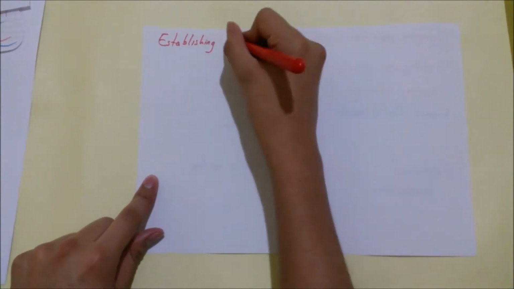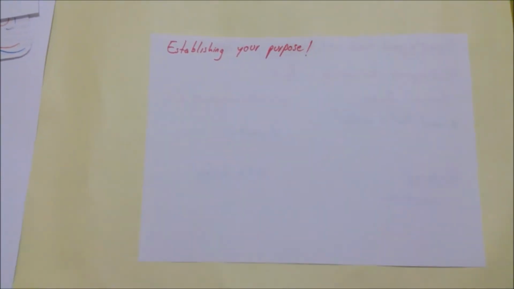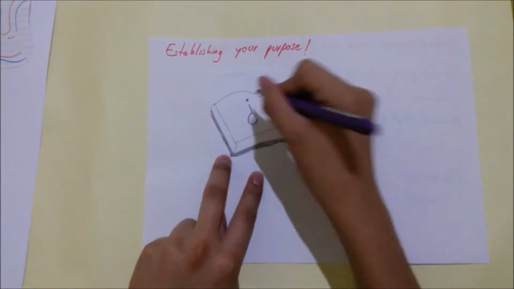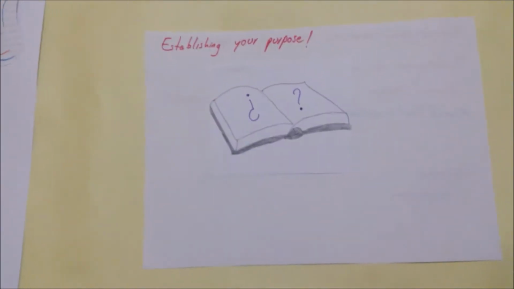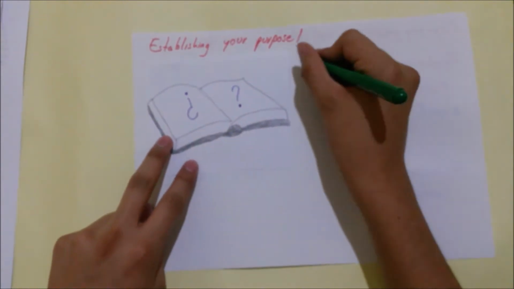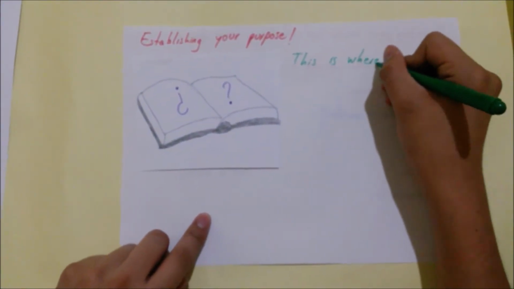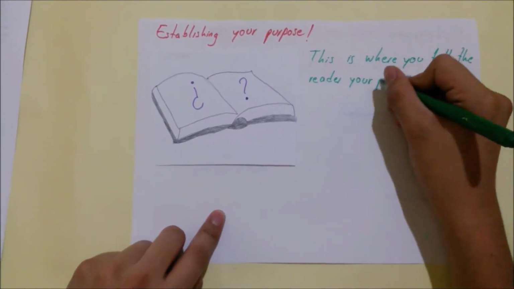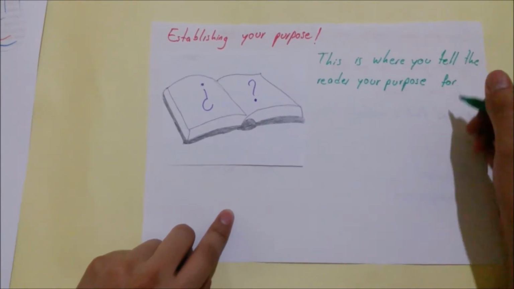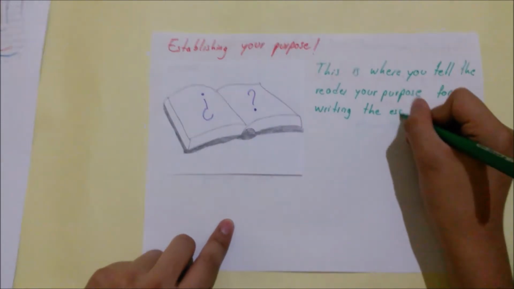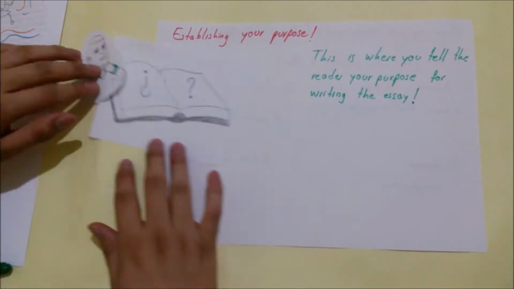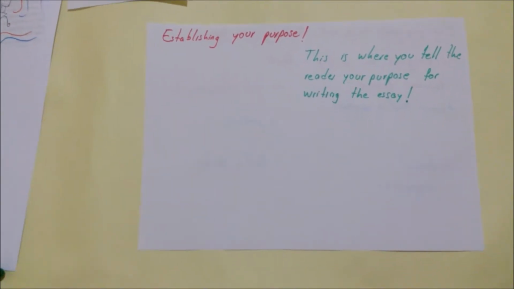Now, let's start the next step to get an effective introduction, establishing your purpose. Now, our reader is engaged and introduced to our topic. Our next step is to explain which aspect of the topic you will write about. This is where you tell the reader the purpose for writing the essay, either providing a comprehensive definition, giving a detailed history, or arguing for or against it.